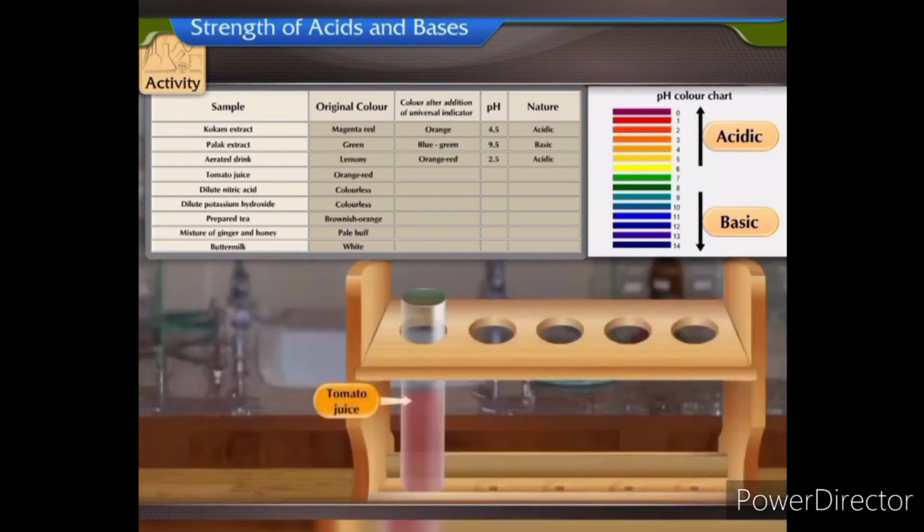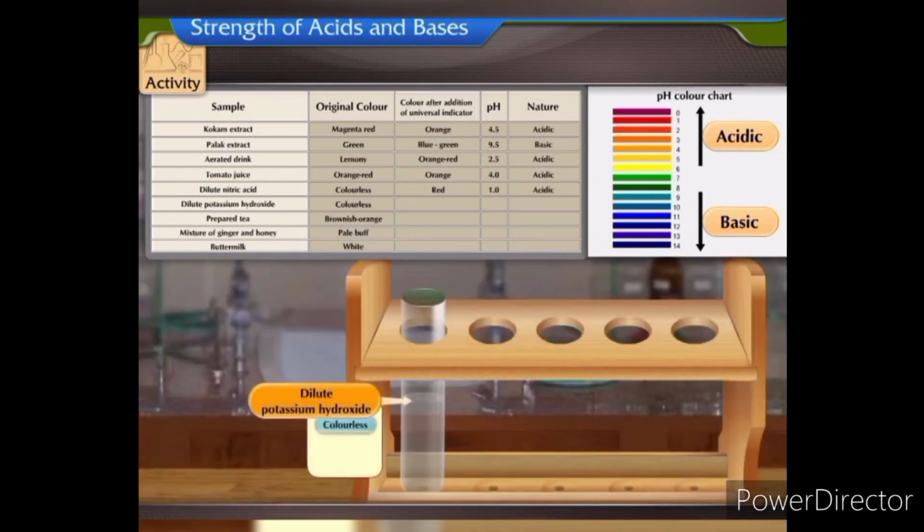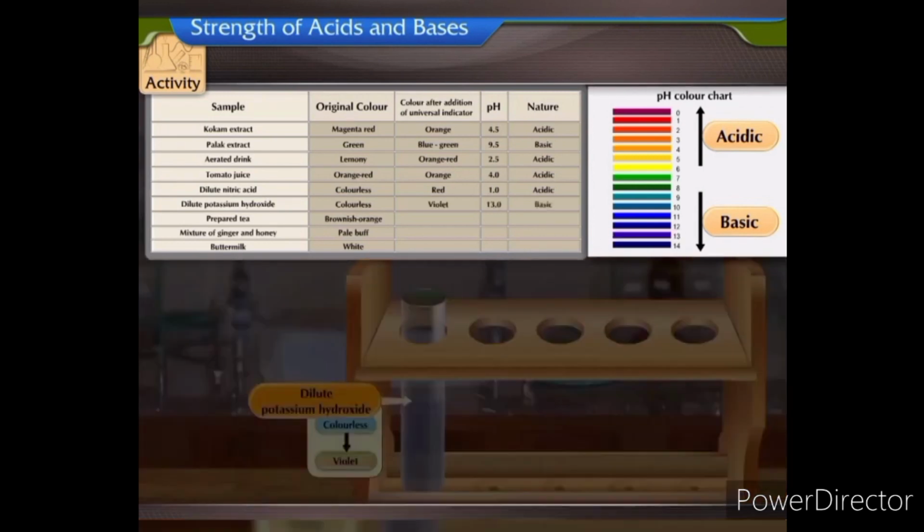Tomato juice was originally orange-red in color. Now it has turned orange. The pH is nearly 4.0. Dilute nitric acid was originally colorless. Now it has turned red. The pH is nearly 1.0. Dilute potassium hydroxide was originally colorless. Now it has turned violet. The pH is nearly 13.0.